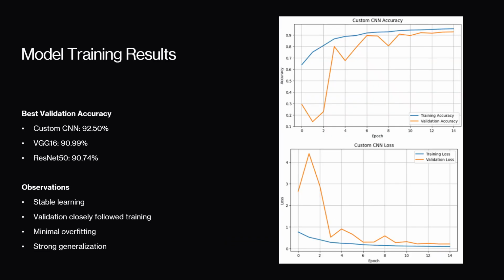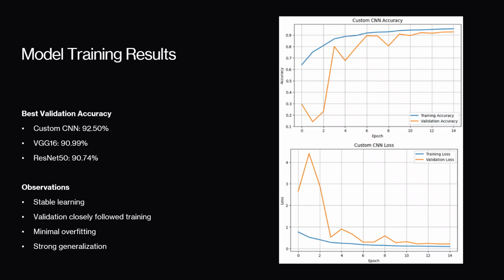The learning curve shown on this slide illustrates how the custom CNN performed throughout the training process. Monitoring both accuracy and loss during training is important because it provides insight into whether a model is learning meaningful patterns or simply memorizing the training data. Ideally, training accuracy should steadily increase while validation accuracy follows a similar trend. Likewise, both training and validation loss should decrease as learning progresses. The results demonstrated exactly this pattern.